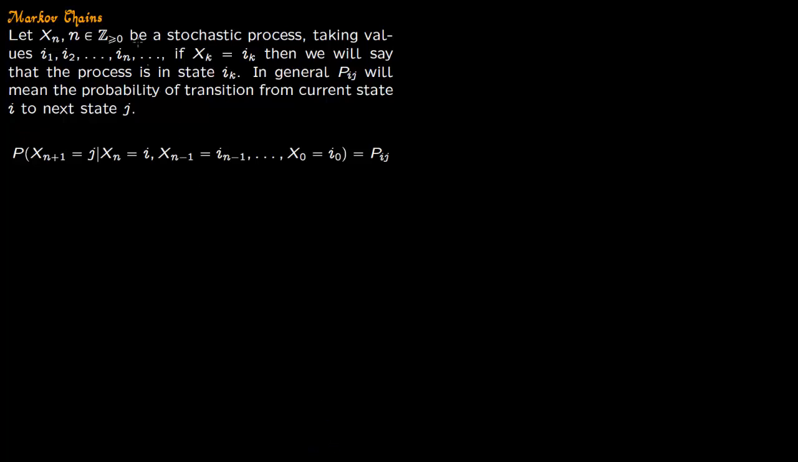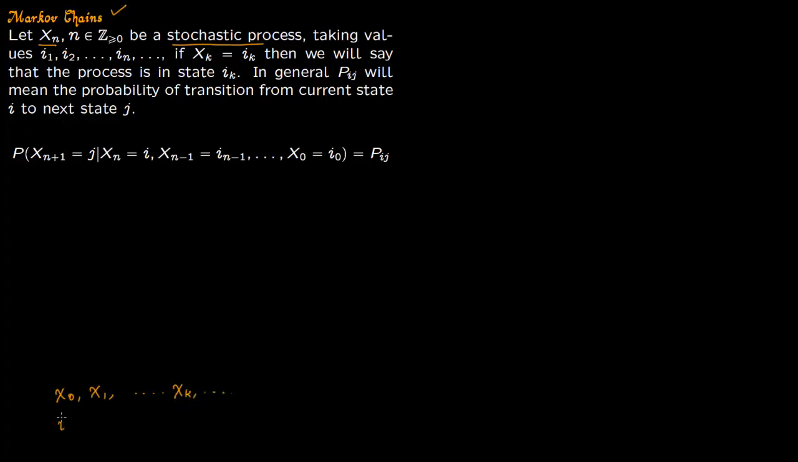We now introduce Markov chains. Let Xn, where n is a positive integer, be a stochastic process taking values i1, i2, i3, and so on. So what does this mean? This means that Xn is a bunch of random variables. A stochastic process means we have a bunch of random variables like this, and these random variables take on certain values.